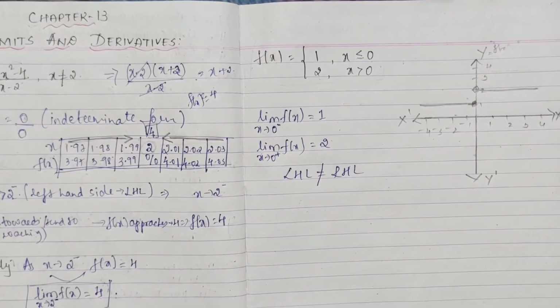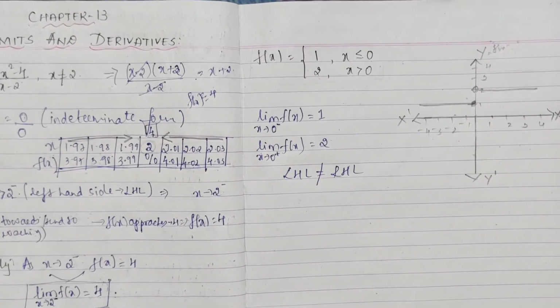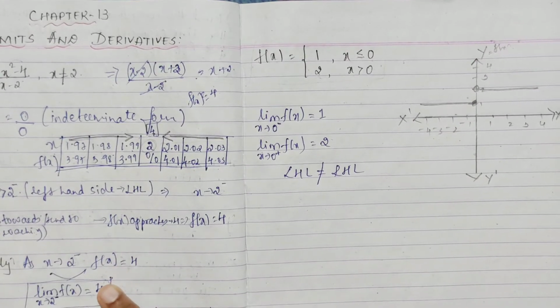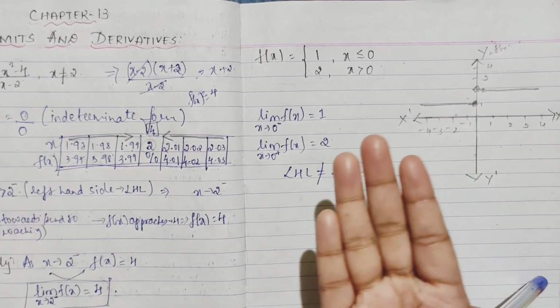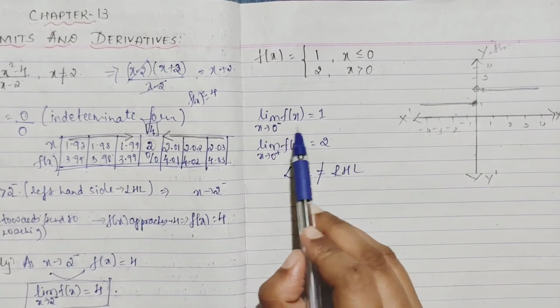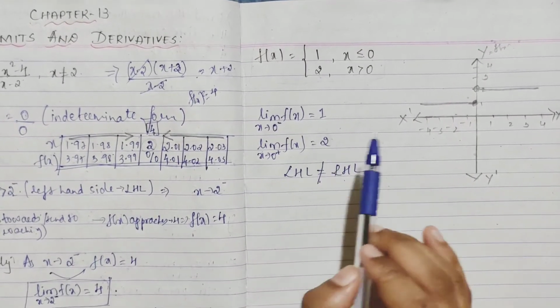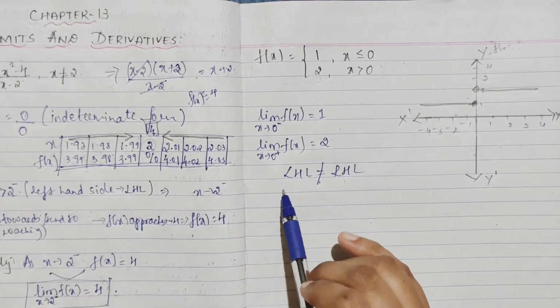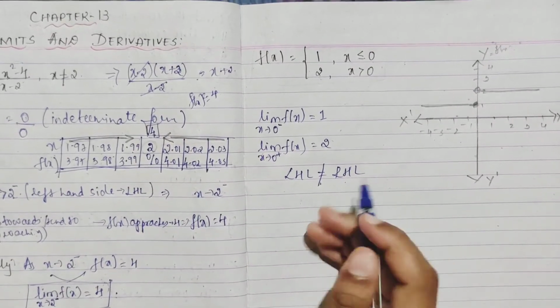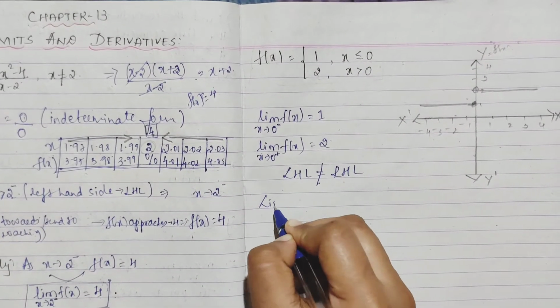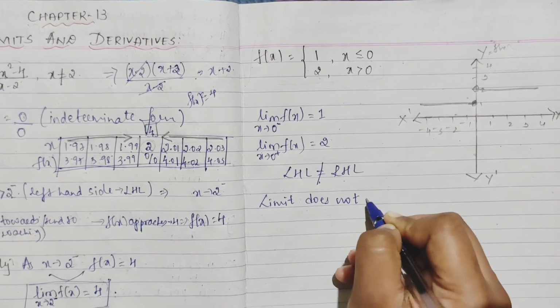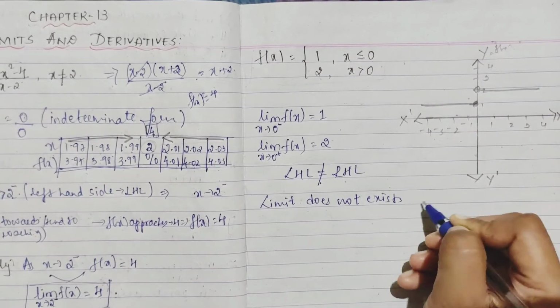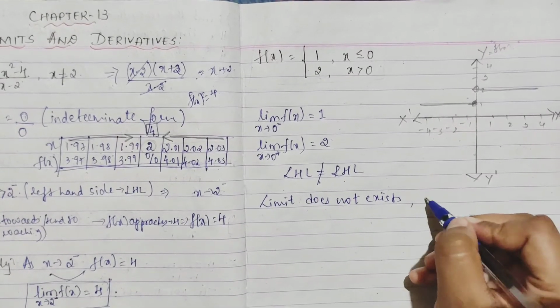For every problem you won't get a common value. Like in your previous one, you saw you got the common value 4 for your left hand and your right hand. In this part, your left hand limit and your right hand limit are not equal. So in this case, we write that the limit does not exist, even though it is defined.